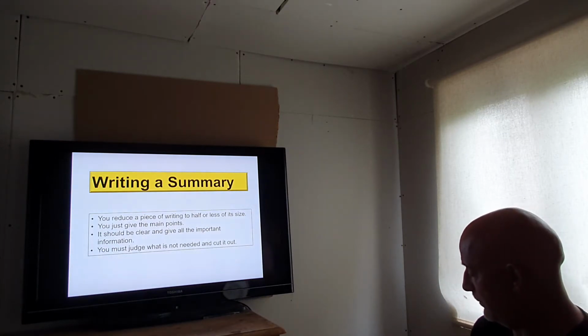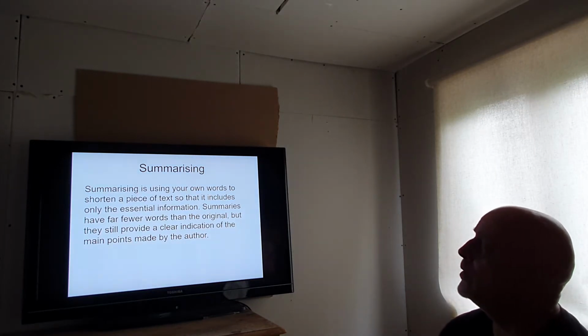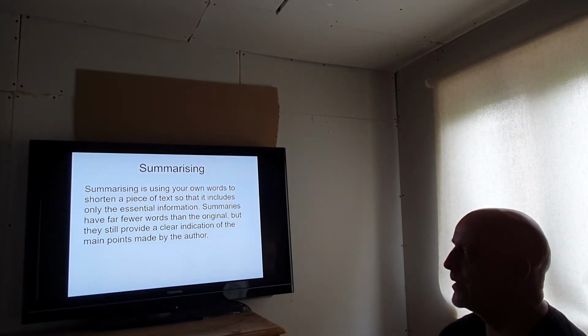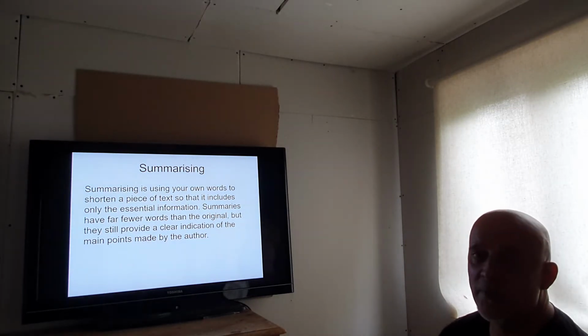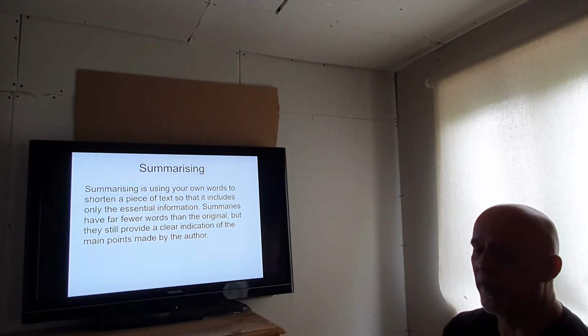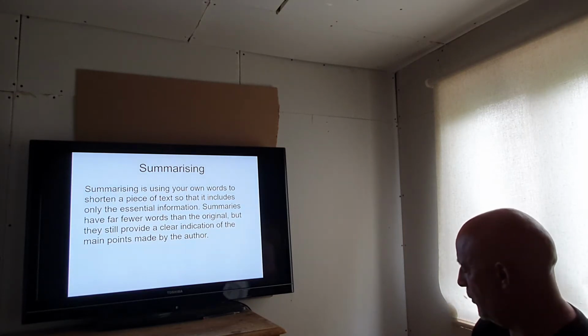So here we have summarising. It's using your own words to shorten a piece of text so that it includes only the essential information. Summaries have far fewer words than the original, but they still provide a clear indication of the main points made by the author. So you can't just chop out a chunk and throw it away. You've got to make sure that you throw away stuff that's not essential to what you're trying to do.